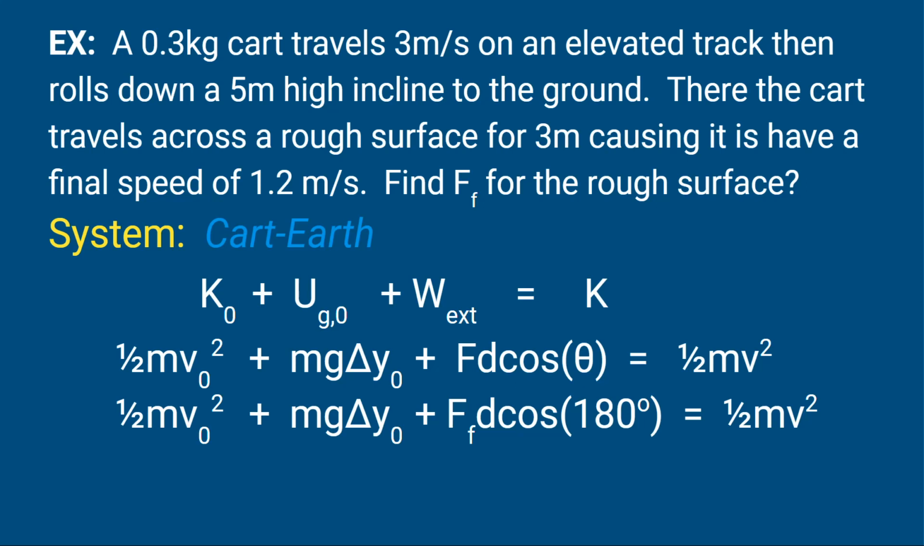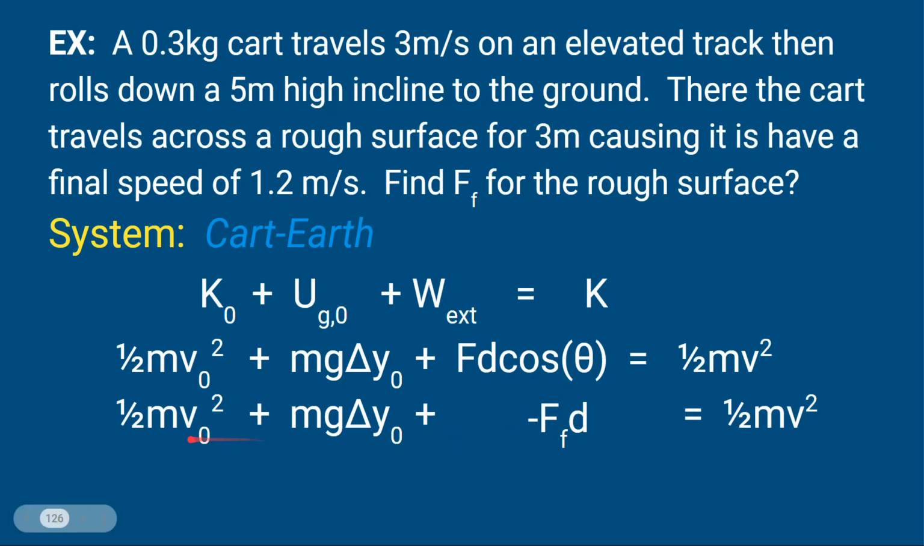Guys, what's the cosine of 180? -1. So I could just do this: negative force of friction times the displacement, because all I'm doing is FD times -1. So there it is. All right, from here, we want to go ahead and isolate this variable because we're trying to solve for force of friction.